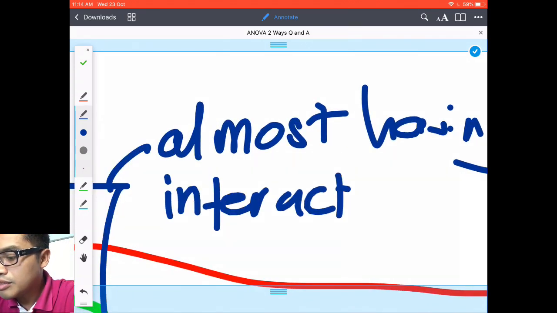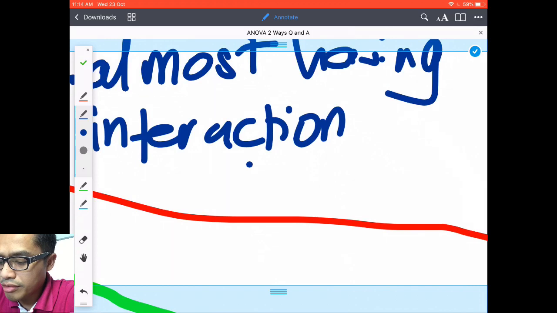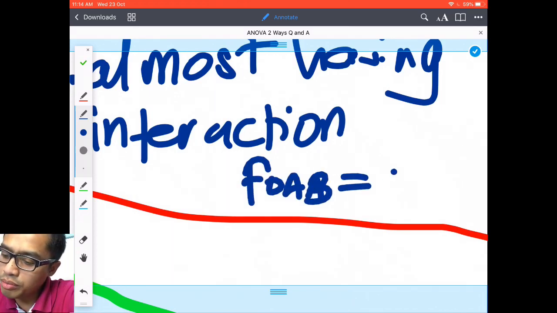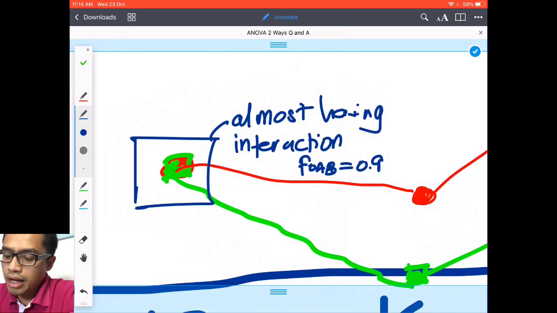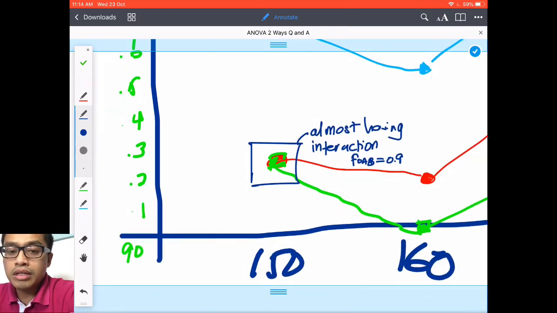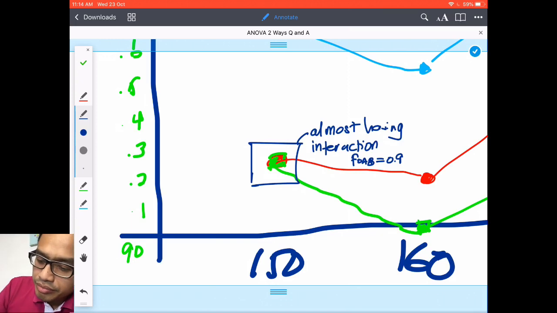Interaction. That is why F0OA is, B is 0.9. Nine, almost, right? If you are hoping to have an interaction, you can suggest in your script to extend this.